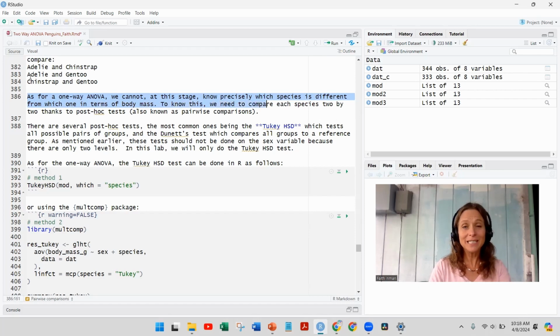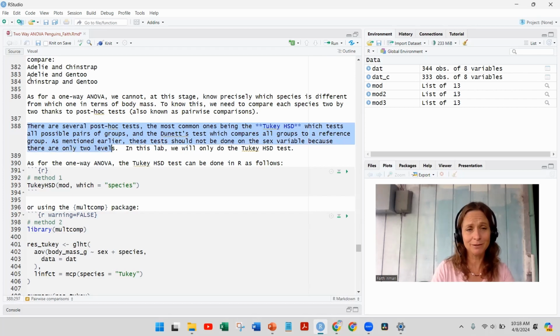To know this, we need to compare each species two by two thanks to post hoc tests, also known as pairwise comparisons. There are several post hoc tests, the most common ones being the Tukey HSD, which tests all possible pairs of groups, and Dunnett's test, which compares all groups to a reference group. As mentioned earlier, these tests should not be done on the sex variable because there are only two levels. In this lab, we will only do the Tukey HSD test.